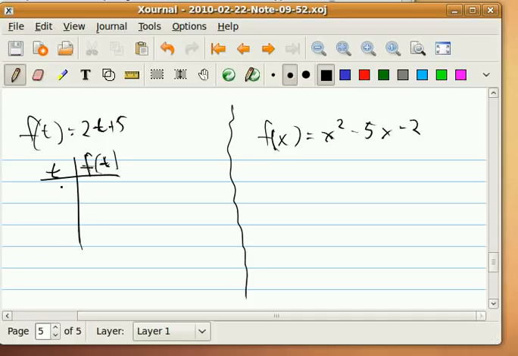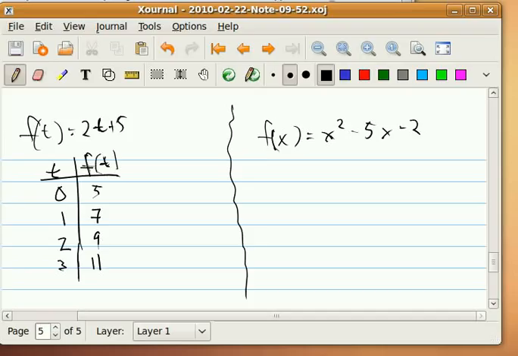Okay, so if t is 0, we'll get 2 times 0 plus 5. That's 5. If t is 1, we'll get 2 times 1 plus 5. That's 7. And just for an example, if t is 2, we'd get 2 times 2 plus 5, which is 9. And actually, let's do one more. If t is 3, we'd get 2 times 3 plus 5, which is 11. Okay, these are all ordered pairs which will be on the graph of that line.